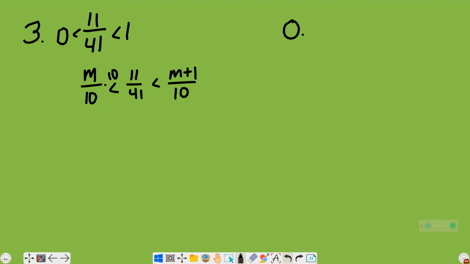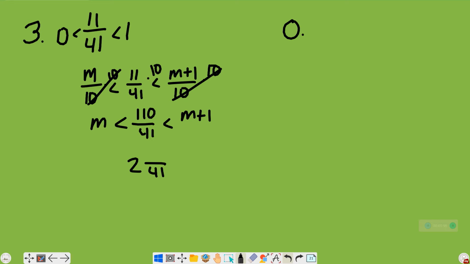Multiply everything by 10. The middle two. m is less than 110 over 41, and then m plus 1. Okay, 110 over 41, if you were to change this into a mixed number, is 2, because 2 times 41 is 82, and we have 28 pieces left over. So that's smaller than 3 and bigger than 2, which means our next place value is going to be a 2.